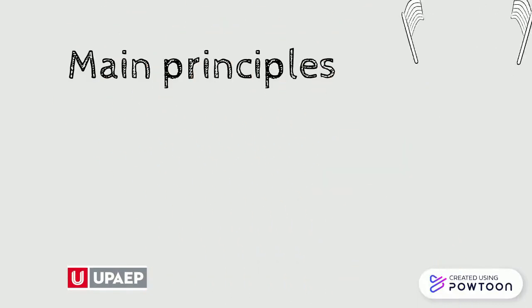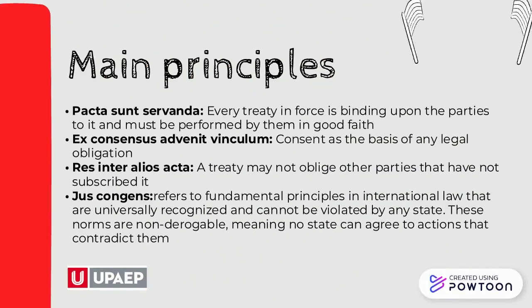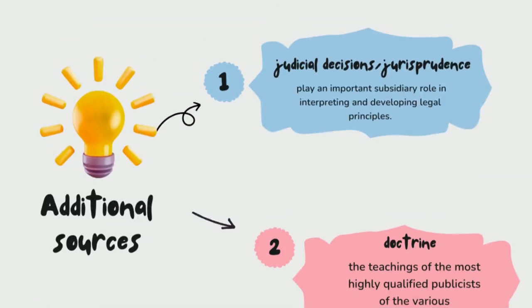Main principles: pacta sunt servanda. Every treaty in force is binding upon the parties and must be performed by them in good faith. Ex consensu advenit vinculum: consent as the basis of any legal obligation. Res inter alios acta: a treaty may not obligate other parties who have not subscribed to it. Jus cogens refers to fundamental principles in international law that are universally recognized and cannot be violated by any state.